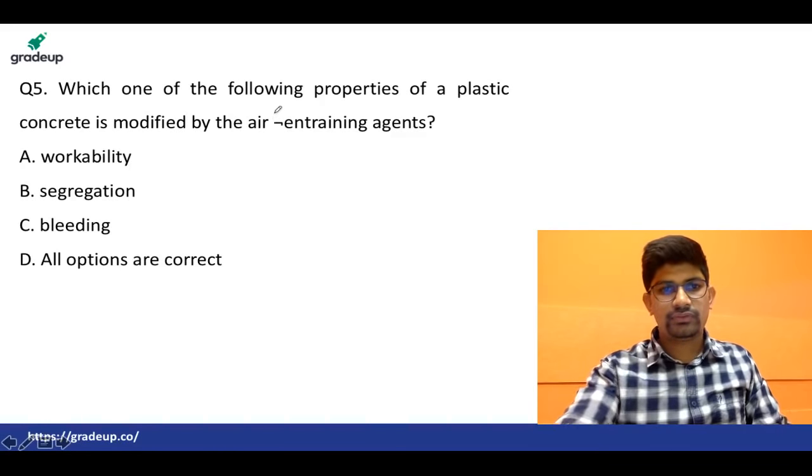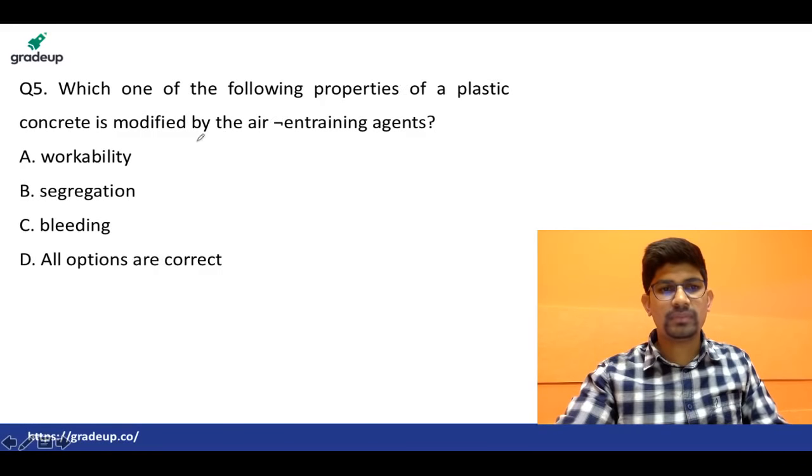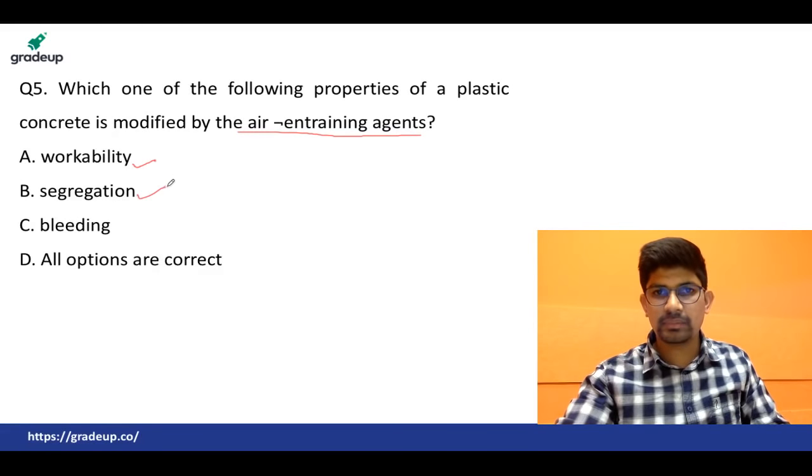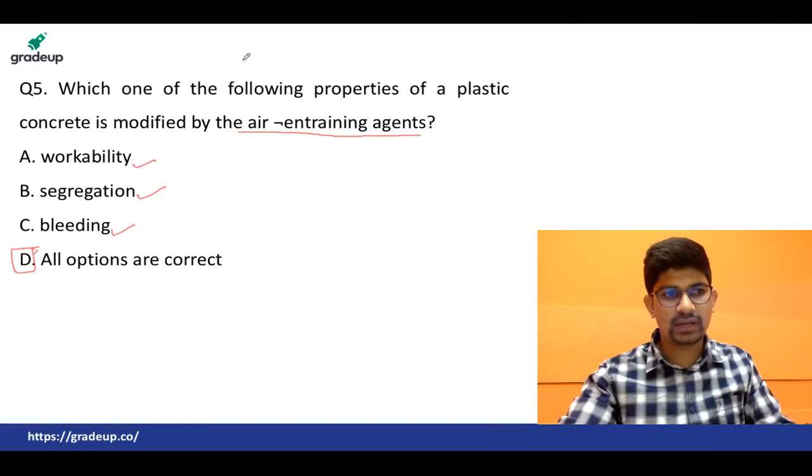Now question number 5. Which of the following properties of a plastic concrete is modified by air entraining admixtures? Okay, so air entraining admixtures improve workability. Yes, they modify the workability. Segregation, yes, they prevent segregation. Bleeding, yes, segregation and bleeding both they prevent. So all the options are correct. So these are the properties of air entraining admixtures. Okay, add to your knowledge.